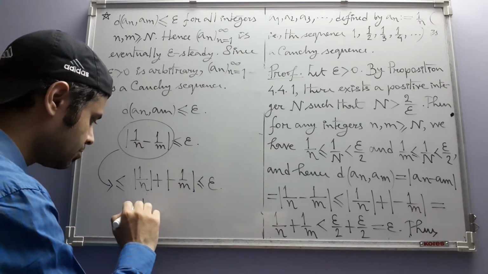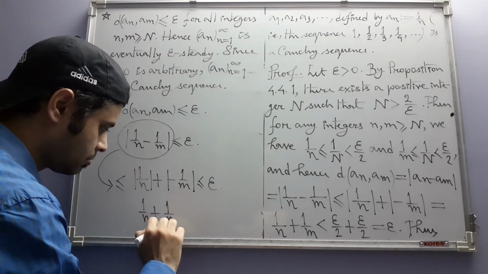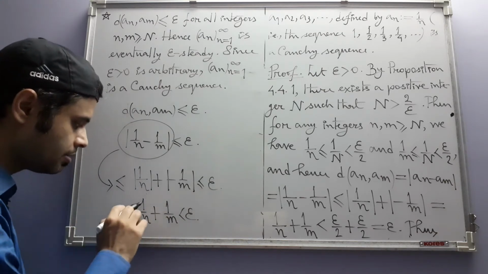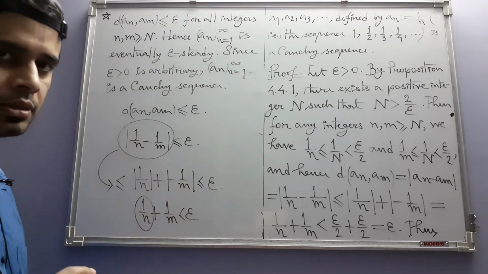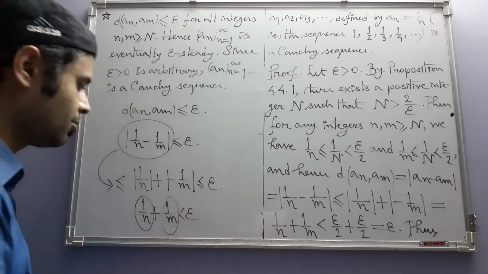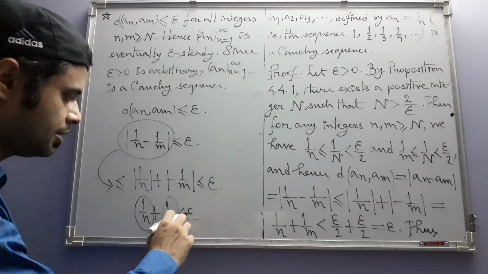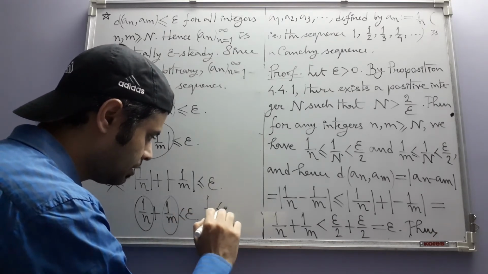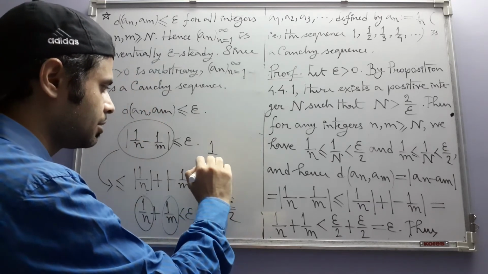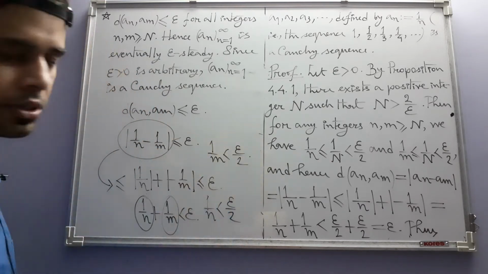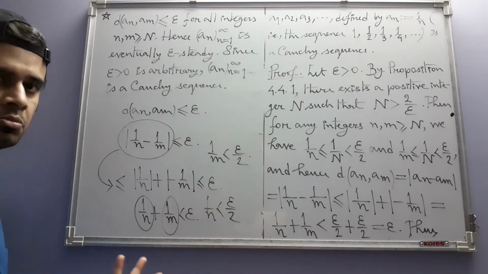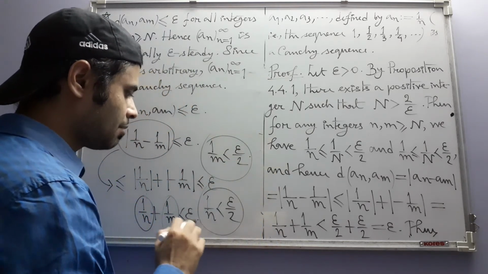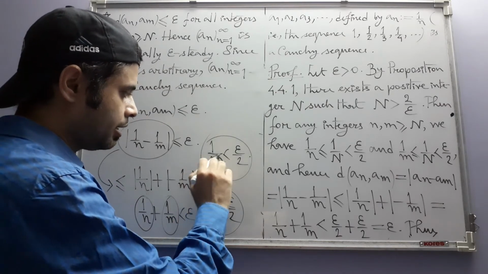Now this being true means I have to choose capital N in such a way that 1 by n is sufficiently small, 1 by m is also sufficiently small, so that their sum is less than epsilon. What can be nicer than requiring that 1 by n be less than epsilon by 2 and 1 by m also be less than epsilon by 2, because then their sum will be less than epsilon by 2 plus epsilon by 2, which is epsilon. So that's how you have come to a position where you can somewhat gauge what n and m should be.